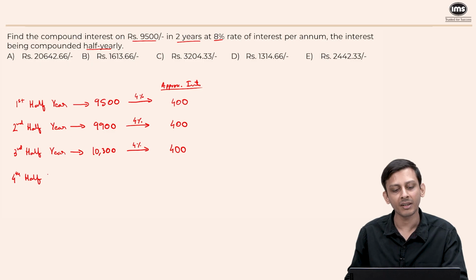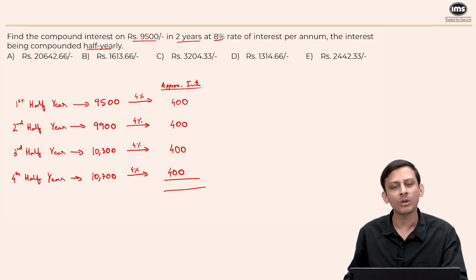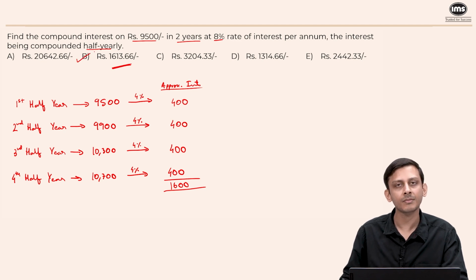So in the fourth half year, we will have 10,300 plus 400, which is 10,700. 1% is 107, approximately 100. So 4% is approximately 400. And now the total interest is approximately 4 times 400, which is 1600. Just mark that option which is closest to 1600, which is option B.